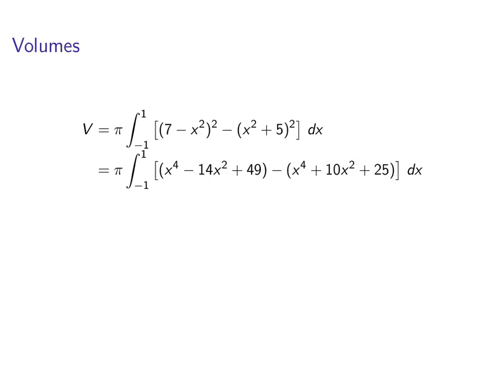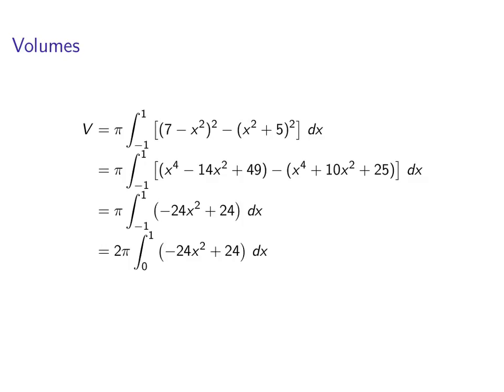All right, so we just have to multiply things out. It's a little bit of algebra. It's not too bad. And we get something that looks like this. Pi times the integral from minus 1 to 1 of negative 24x squared plus 24 dx. I don't want to make a big deal out of this because this is actually a really easy integral to do. It's worth noting that we can just do half of it and then double our answer. If you go back to the picture, there's some symmetry about the y-axis, so it makes sense that we should be able to do something like this.